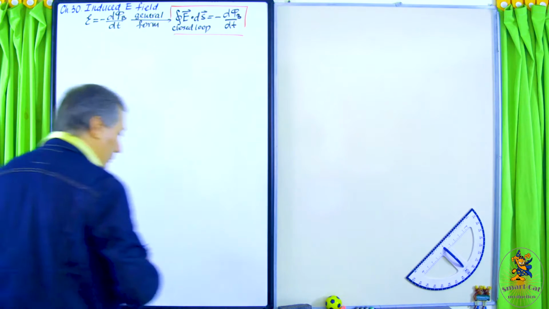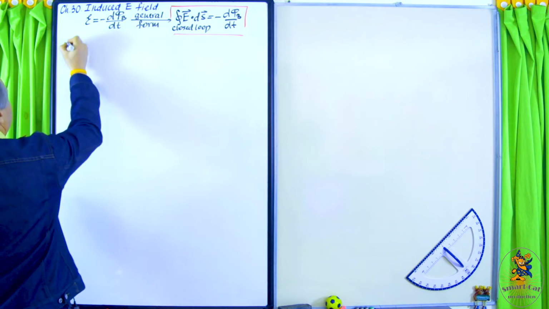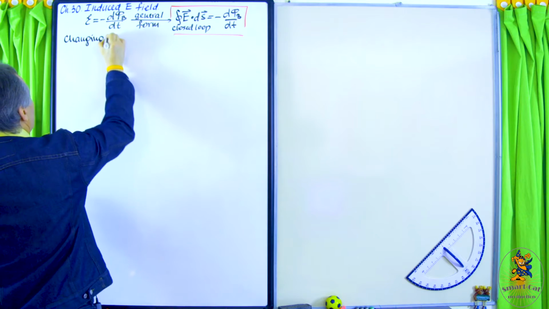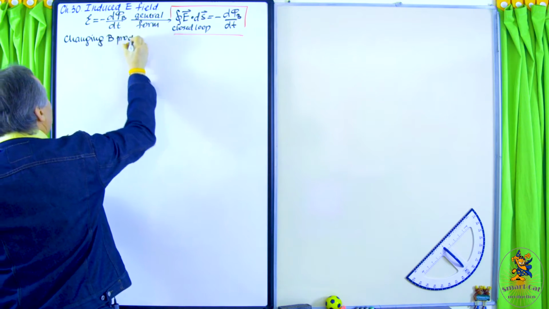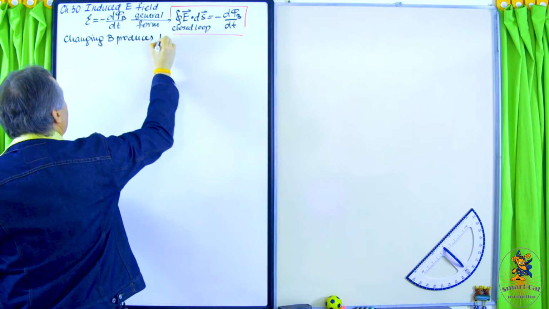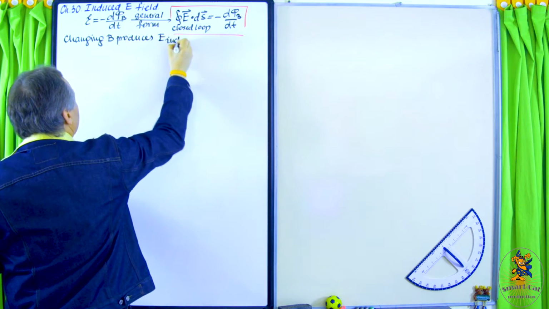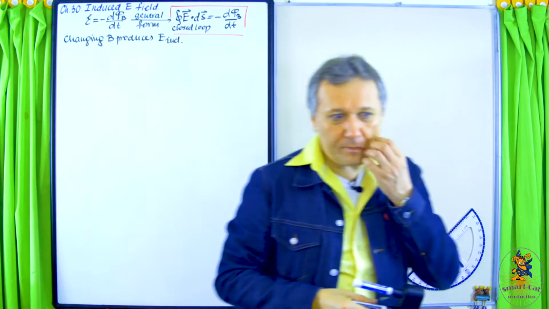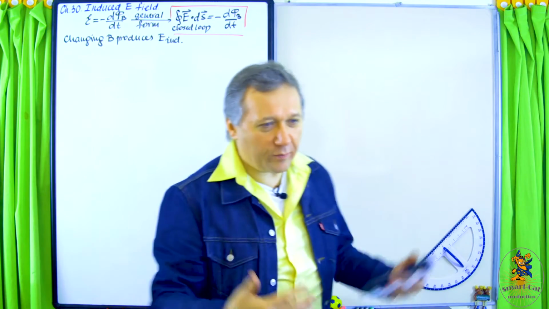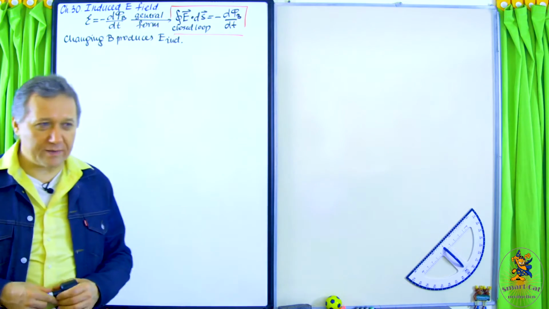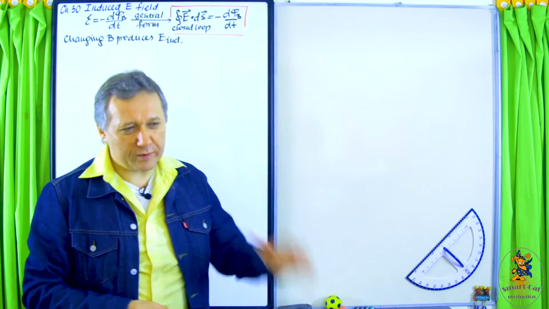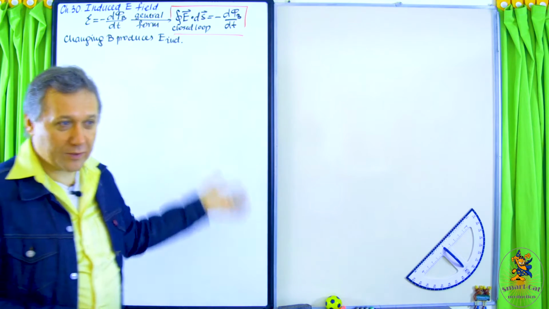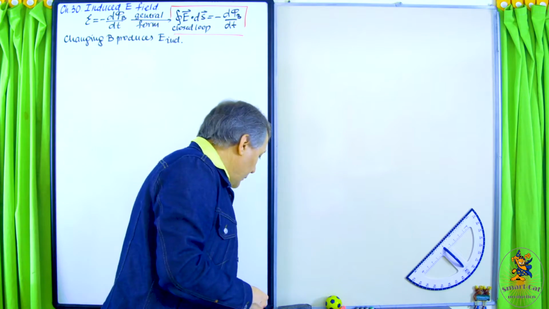Okay, so now let me write that down. Changing B produces E induced. Right. It's a very, as I said in the lecture, kind of mind-blowing conclusion back then, a couple of hundred years ago, okay, probably less, 120 years ago, that a changing in time magnetic field can produce an electric field. It's important.